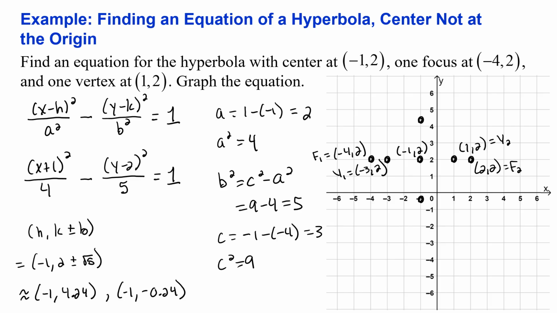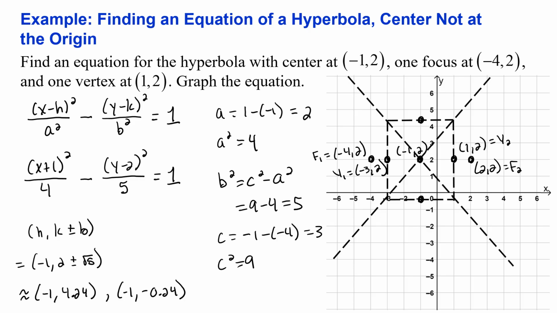Now, with the two vertices and the 2 points we just plotted, we can draw our dashed rectangle that will help aid us in drawing the asymptotes. And once this rectangle is complete, we can extend the diagonals of the rectangle to obtain the asymptotes. So lastly, let's draw the two branches of the hyperbola that will open to the left and to the right, each branch containing its respective vertex and approaching the asymptotes.